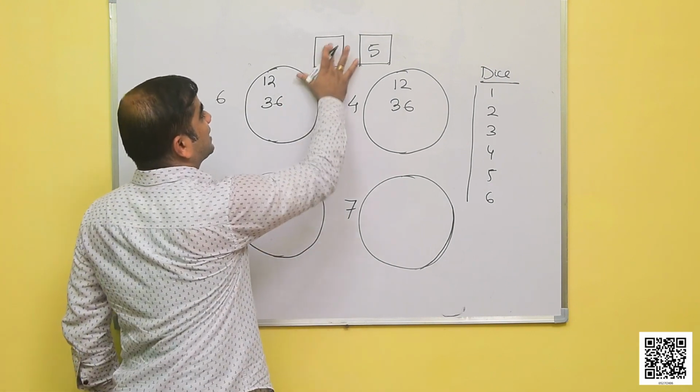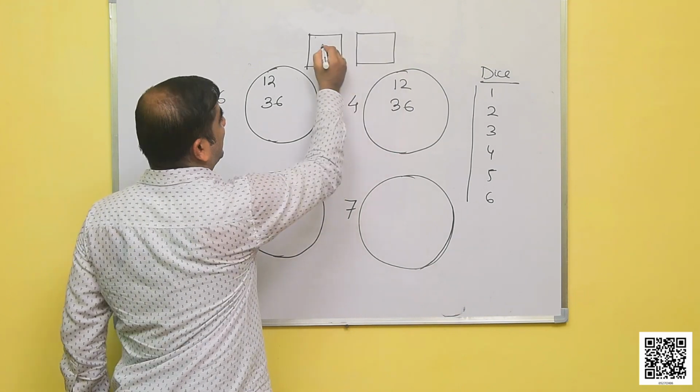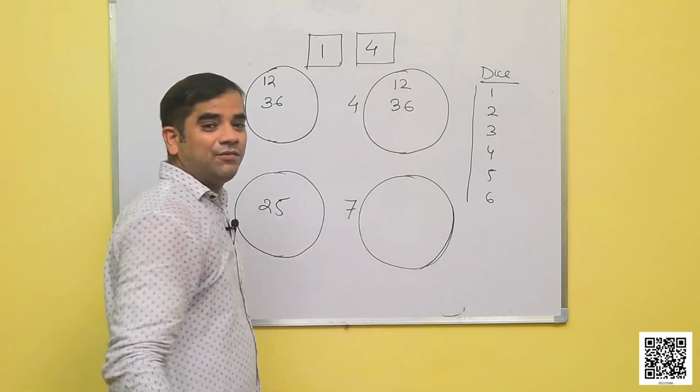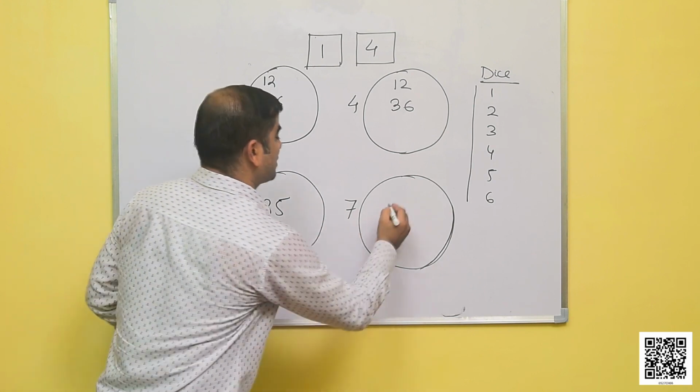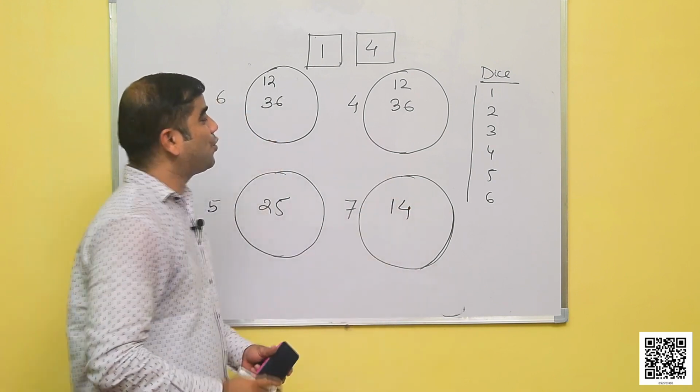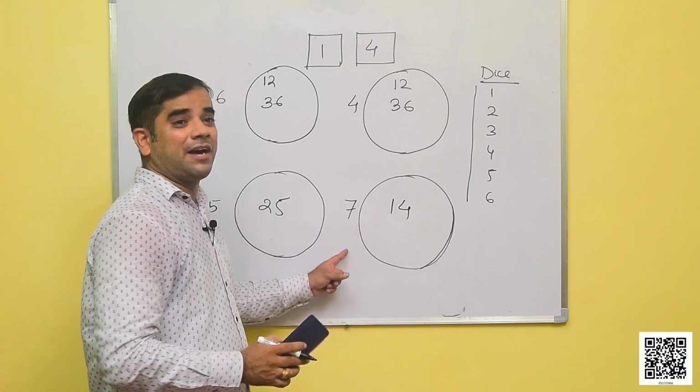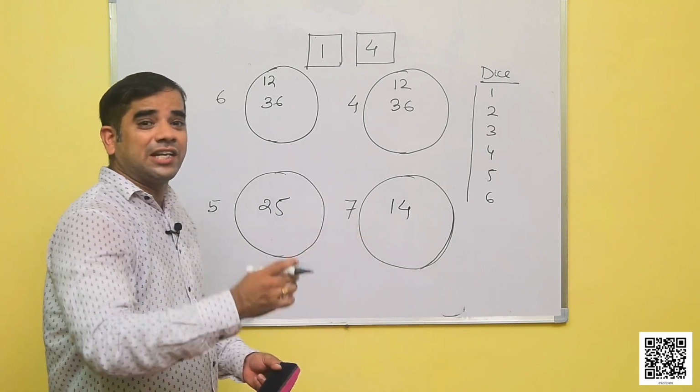Let's roll it again. Suppose this time I get 14. So in which table does it lie? It lies in the table of 7. 7 2s are 14. So 14 is a multiple of 7. Now check which are the factors.